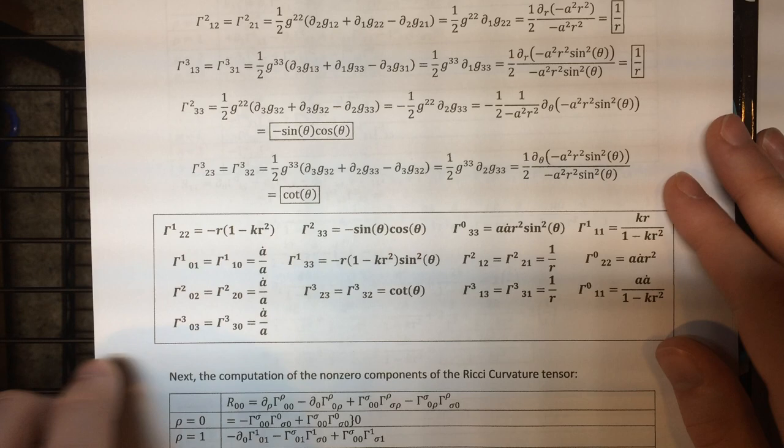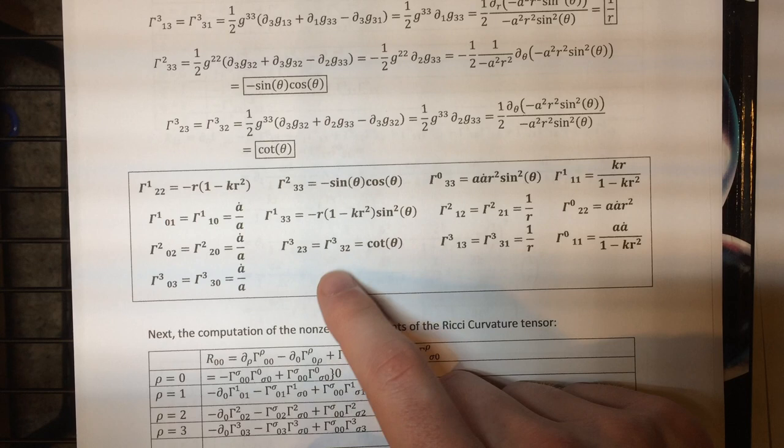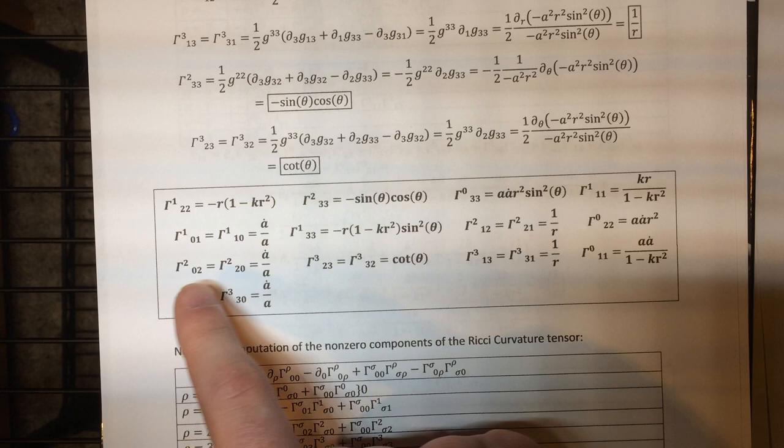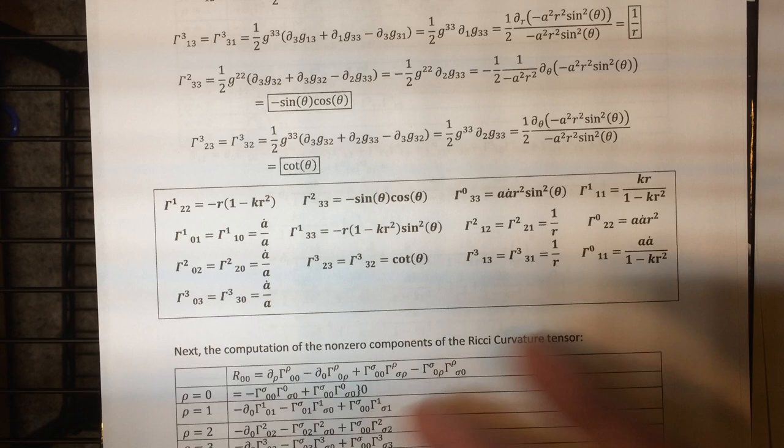If you want to just skip straight ahead and see the answer, this is a box that has all of them, all 19, I think. Well, roughly 19, if I remember correctly. So that's all of them. So now the next step is to compute the Ricci curvature tensor.